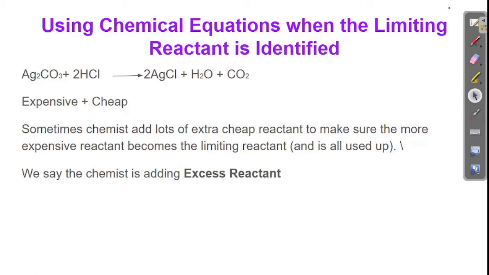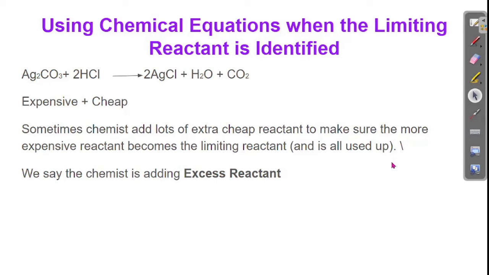Using chemical equations when the limiting reactant is identified. Sometimes they will tell you that one of the reactants is limiting. And then what do you do? Well, sometimes chemists add lots of an extra cheap reactant to make sure the more expensive reactant becomes the limiting reactant. That means it's all used up. That should make sense. If something is very, very expensive, you want to use it up.